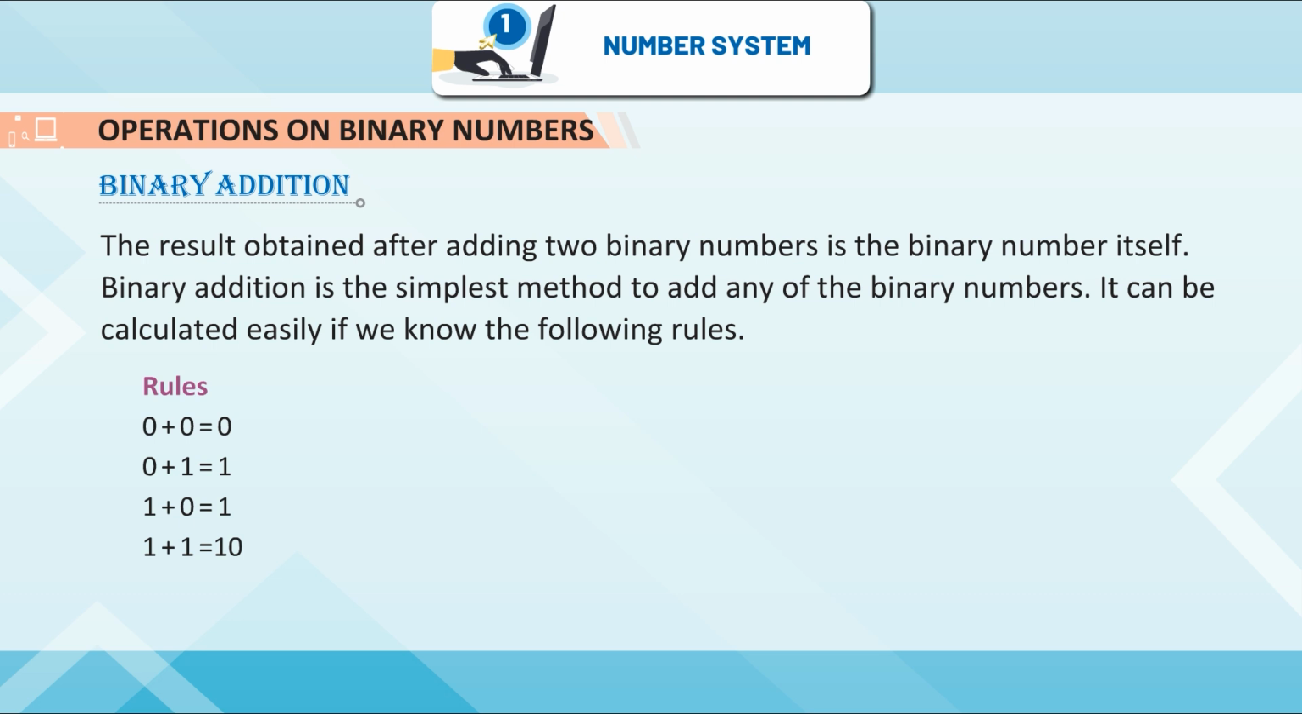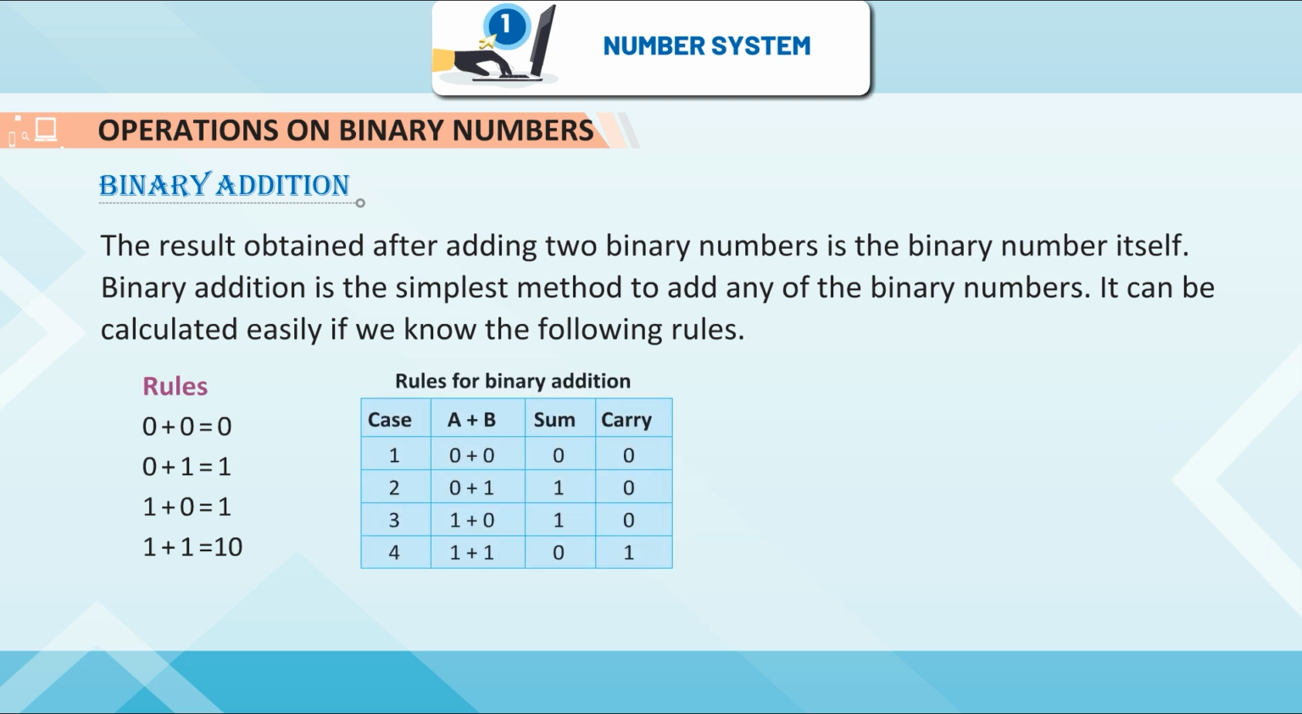1 plus 0 is equal to 1. 1 plus 1 is equal to 10. Rules for binary addition. Case 1: A plus B. 0 plus 0: Sum 0, Carry 0.